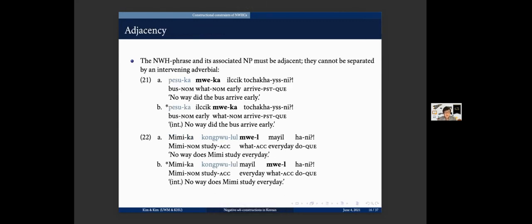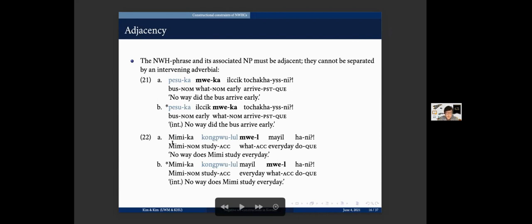Another distribution constraint between the NWH phrase and its associate NP is that they must be adjacent. So they cannot be separated by an intervening adverb here. So in 21A, 버스가 뭐가 일찍 도착했니? This is okay, but here, 버스가 일찍 뭐가 도착했니? This is ungrammatical because this adverbial expression cannot intervene between these two expressions here.